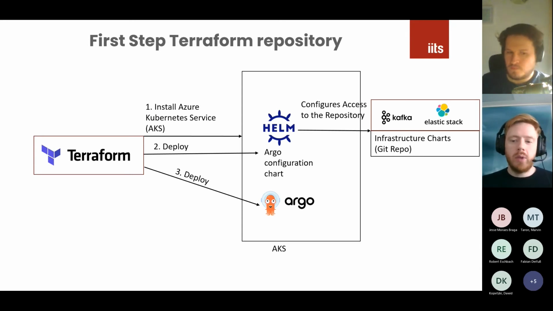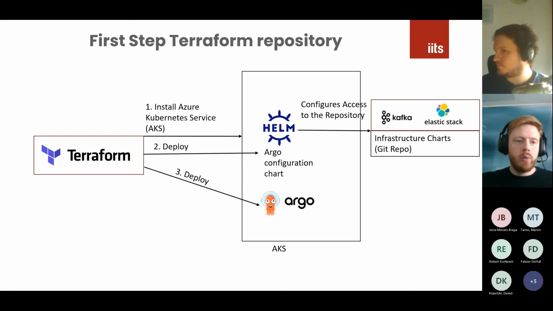The first step is to set up a Terraform repository. We will do these 3 steps. We will install Azure Kubernetes Service. Inside the AKS, we will deploy configuration charts for Helm, and we will also then install Argo CD itself. So let's get started.